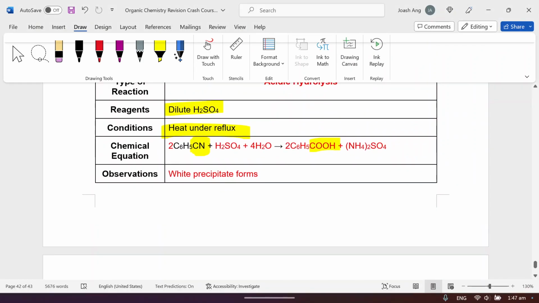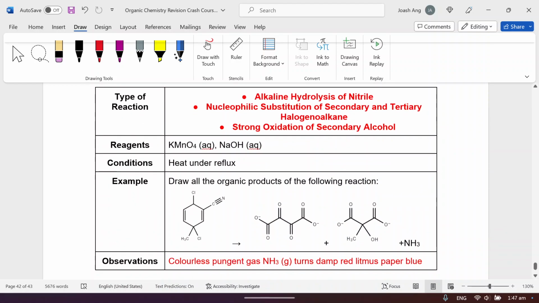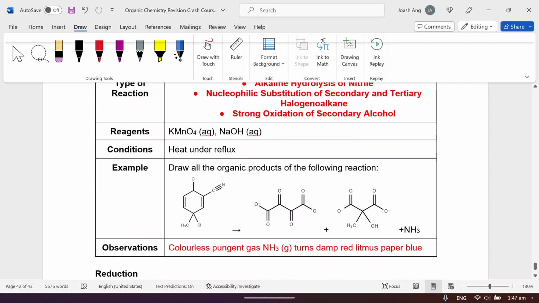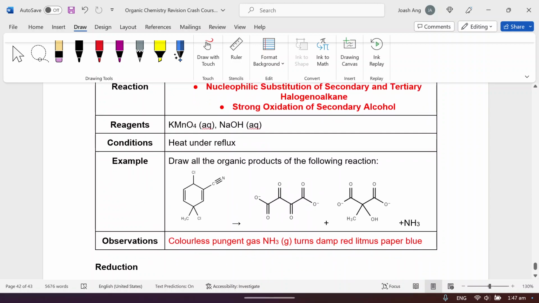Let's go down. Alkaline hydrolysis. Okay, so this part, right? What I initially tell you guys to do is draw all the organic products. So in this case, we are using KMnO4 and sodium hydroxide. KMnO4 is a strong oxidizing agent, so you can see the alkenes will be oxidized. NaOH is used, so this one will be converted to a COO minus. And don't forget the Cl will also be converted to OH.